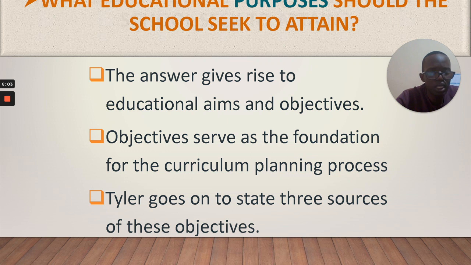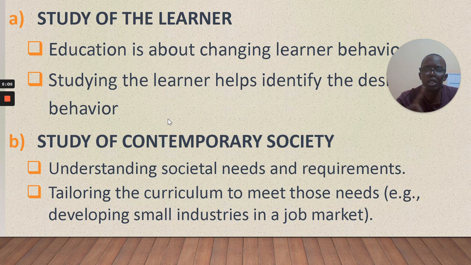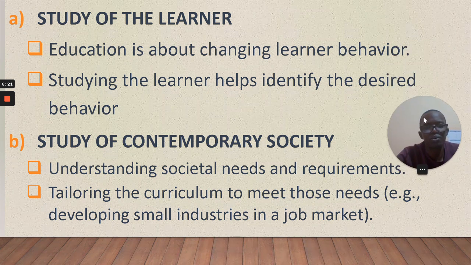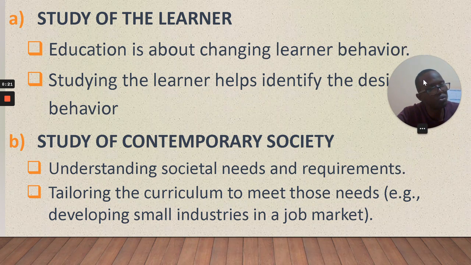Tyler goes on to state three sources of these objectives. So what are the sources of these objectives? One, study of the learner. Education is about changing learner behavior, so we need to study the learner. Studying the learner helps identify the desired behavior. What do we want to achieve? Because at the end of the day, if we want to change the learner's behavior, which type of behavior do we want to achieve? So these are the sources of our objectives. Number one, let's look at the learner. What do we want to achieve by changing the learner?